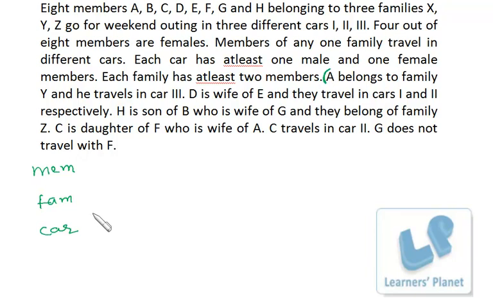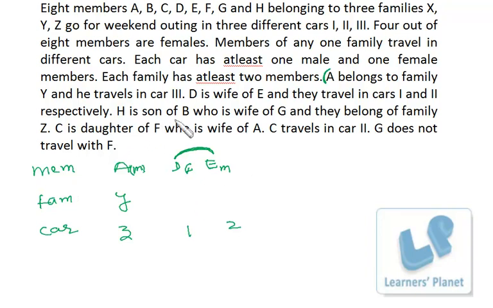So A belongs to family Y and he travels in car 3. So A, family Y and car 3. Okay. Then D is, now A belongs to family Y and he travels in car 3. That means A is male, right? Then the second is D is wife of E. That means D is female and E is male. So D is wife of E and they travel in car 1 and 2. So car 1 and 2, and I just join them because they are family. No 2 family members are going by same car, so it's there.